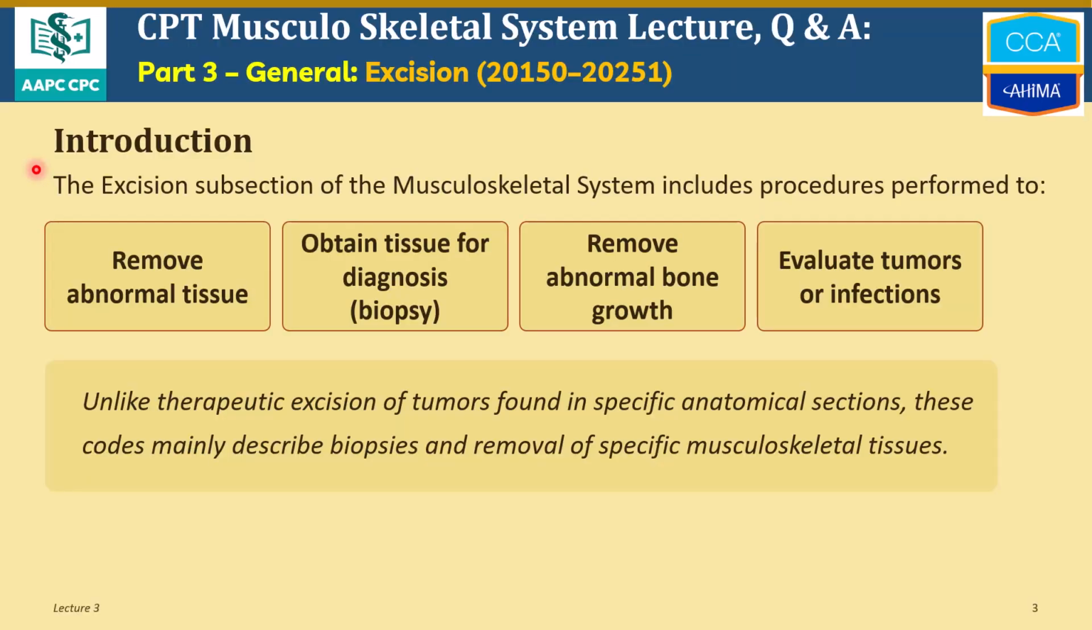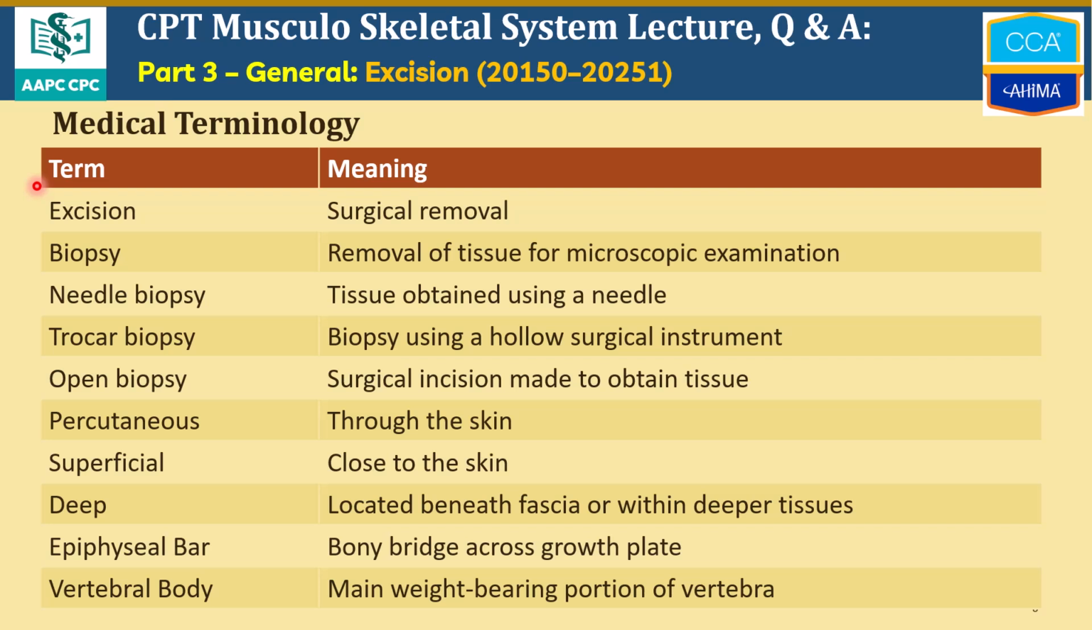The excision subsection of the musculoskeletal system includes procedures performed to remove abnormal tissues, obtain tissue for diagnosis, that is biopsy, remove abnormal bone growth, and evaluate tumors or infections. Unlike therapeutic excision of tumors found in specific anatomical sections, these codes mainly describe biopsies and removal of specific musculoskeletal tissues. Before going to code, let's learn some medical terminologies.